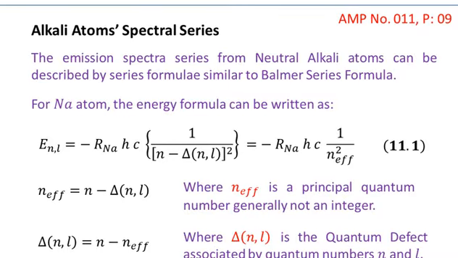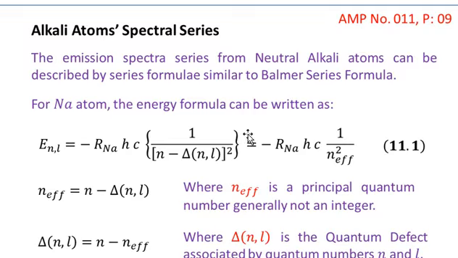Now, alkali atoms spectral series. In case of the hydrogen atom we have observed some series, the Lyman series, Balmer series and other series. They were discussed there. Similarly, we have some specific series associated with the alkali atoms, which we call the alkali atoms spectral series.